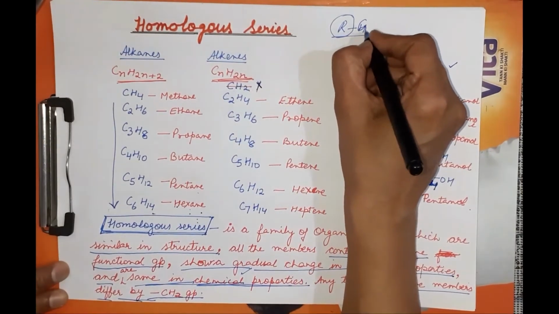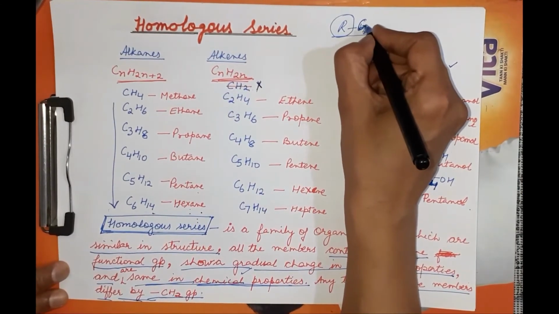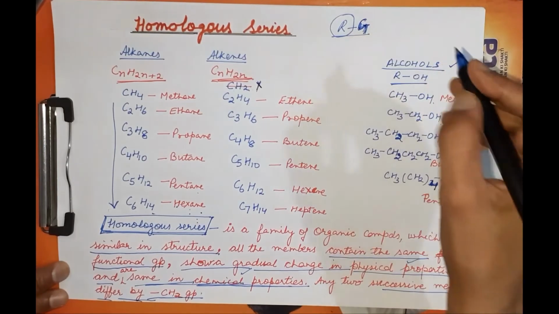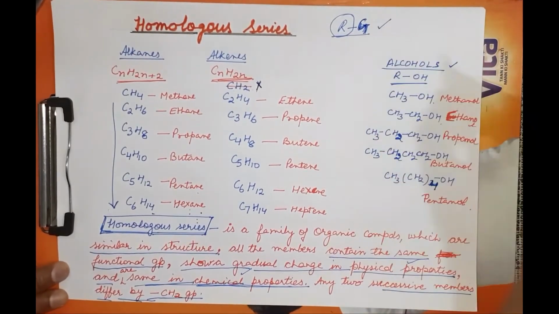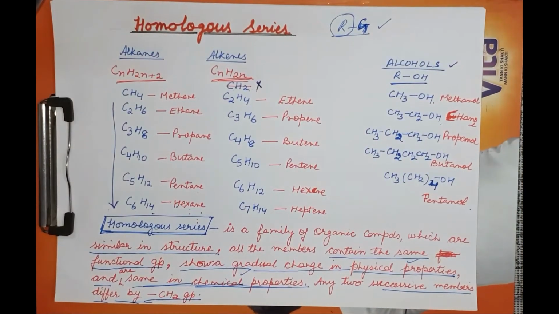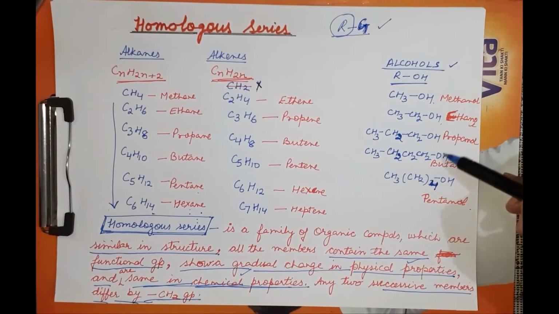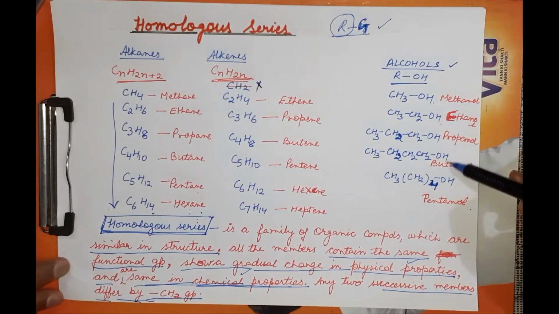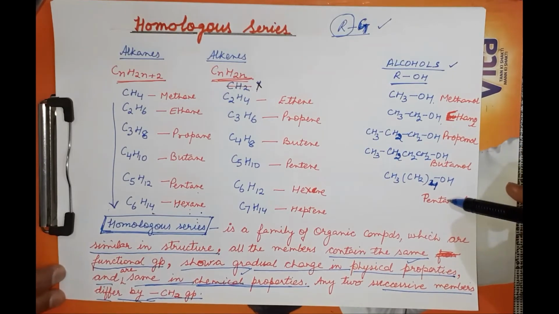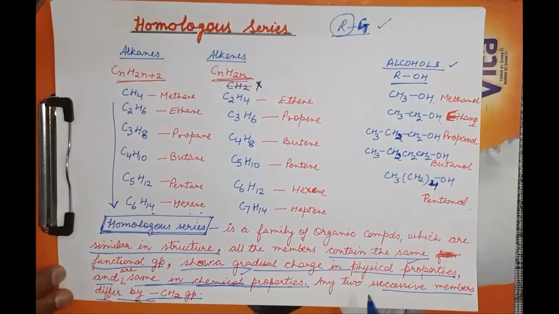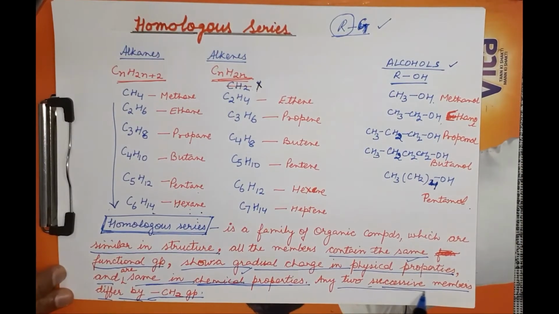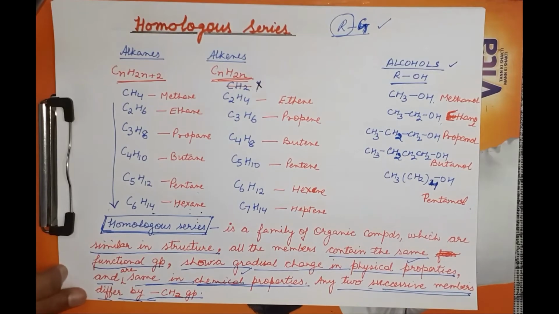So if the same functional group is present in organic compounds, this functional group is responsible for the chemical property. Because in a particular homologous series all have the same functional group, they will have similar chemical properties. And another point: any two successive members differ by the CH2 group.